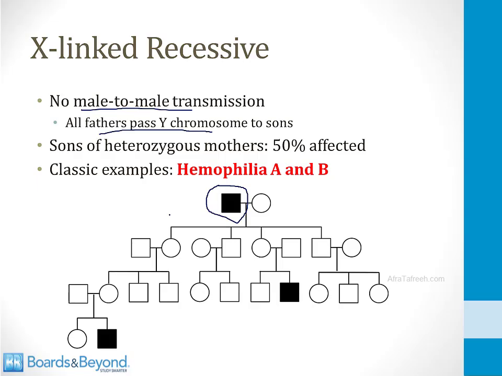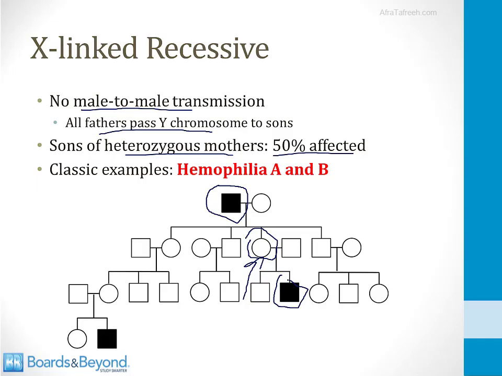The only way any of his offspring can get disease is if they get it indirectly through a female who is an offspring of an affected father. Sons of heterozygous mothers have a 50% chance of being affected. So for example, we know that this female right here must be carrying the disease gene because she has an affected son, and she is going to pass that diseased X chromosome on to 50% of her sons.